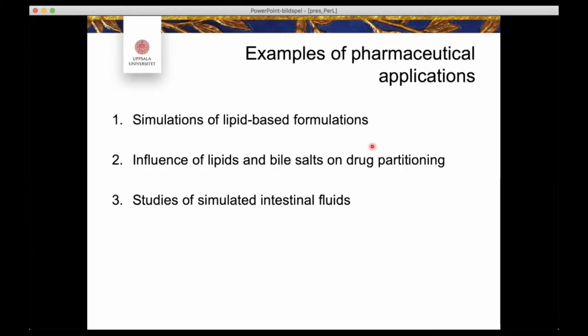The first thing I want to cover is some work on simulations of lipid-based formulations. The second part of my talk will be about the influence that lipids and bile salts have on drug partitioning, specifically into lipid bilayers. And the last third of my talk is going to be on studies on simulated intestinal fluids. All of these things are connected, because when you administer a drug intended for oral administration, it might be formulated in a lipid-based formulation, and it's ingested and digested in the small intestine, which contains a lot of lipids and bile salts. Those components form various kinds of colloidal structures that in different ways contribute to the final behavior of the drug, and essentially its bioavailability.